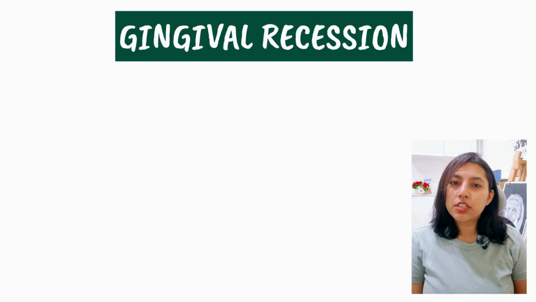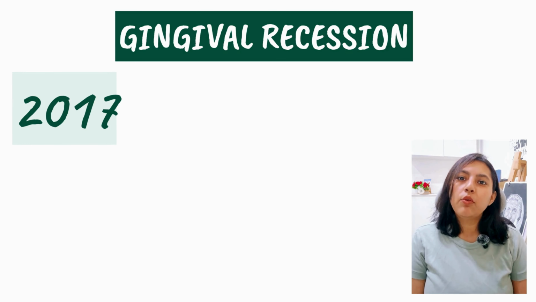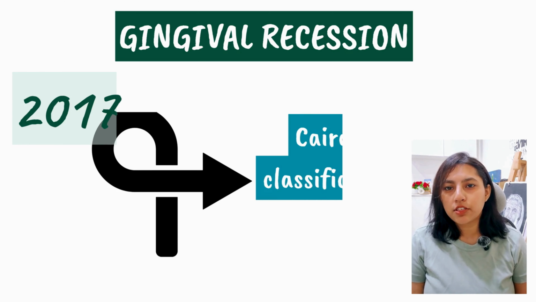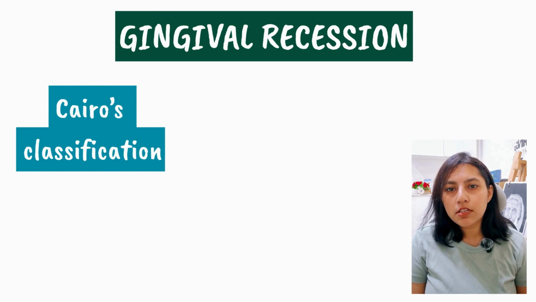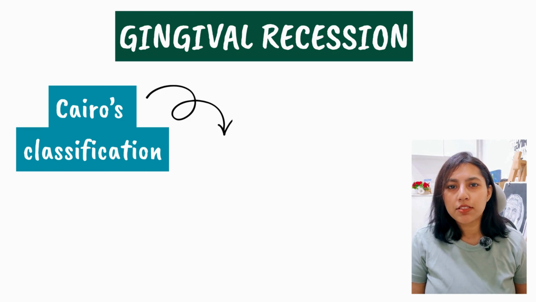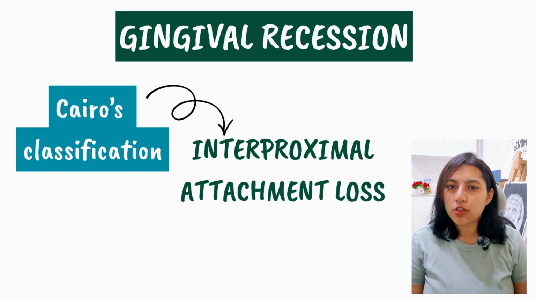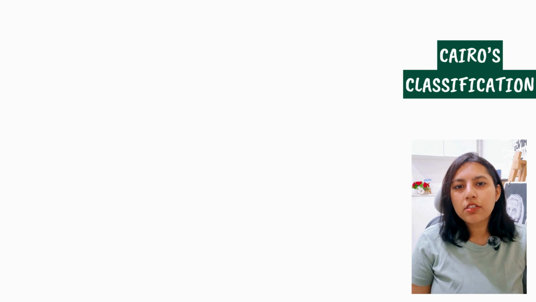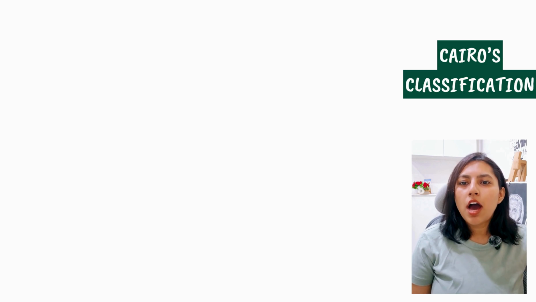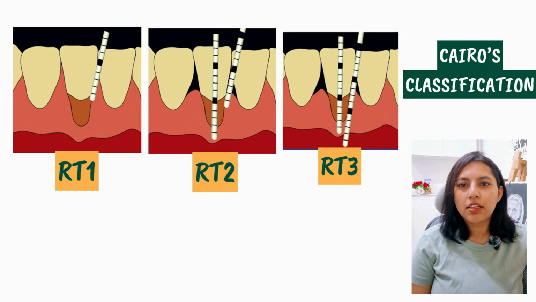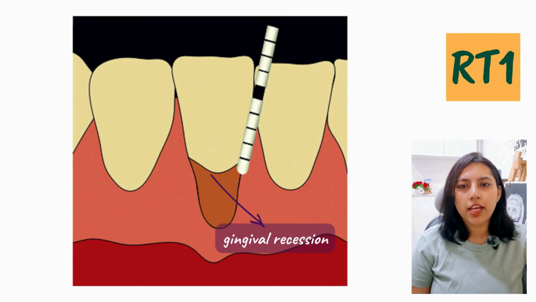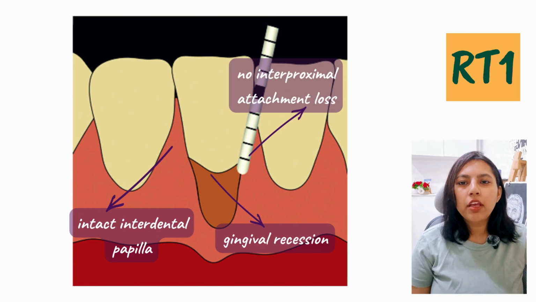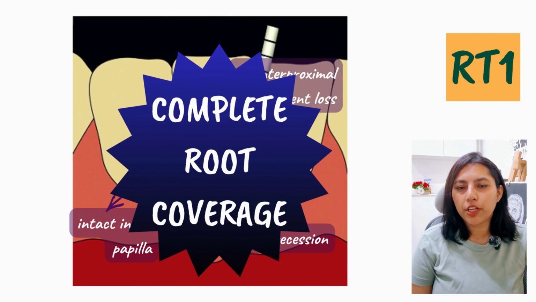Now, one of the biggest changes introduced in the 2017 classification was the adoption of Cairo's recession classification. Earlier, we used Miller's classification. But Cairo's system is considered more biologically relevant because it is based mainly on interproximal attachment loss. Now, according to Cairo's classification, recession defects are divided into RT1, RT2, and RT3. RT is recession type. RT1 recession shows gingival recession without interproximal attachment loss. So, clinically, the interdental papillae remain intact. These cases usually have the best prognosis for complete root coverage.